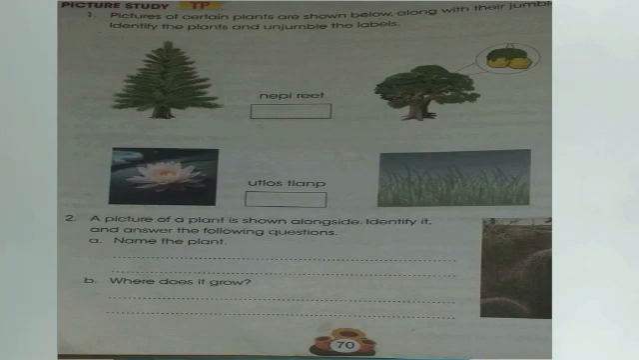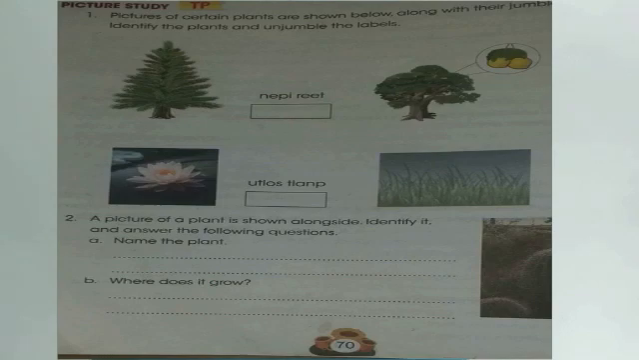And the second question is, a picture of a plant is shown alongside. Identify it and answer the following question. See in this picture, which plant is this one? Yes, this is a picture of cactus plant. So first question is, name the plant. Here you can write down cactus plant.